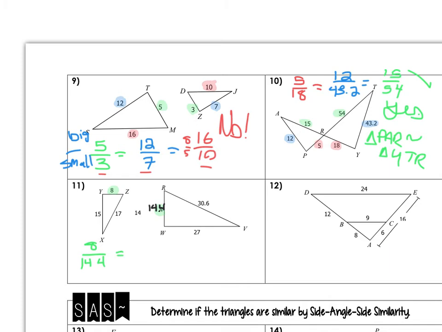So equals, now I'm going to go for the middle one. The middle one is 15. The middle one is 27. So 15 over 27. And then the largest one is 17, and the largest is 30.6. So 17 over 30.6. When I plug all of these in my calculator, they actually all equal the same thing. Therefore, it is the exact same scale factor. So this is a yes. And my triangle similarity statement is ZYX is similar to triangle RWV.